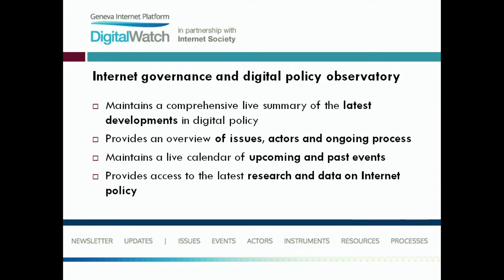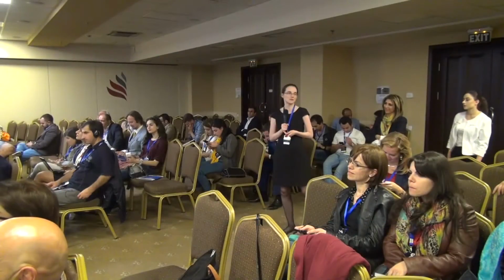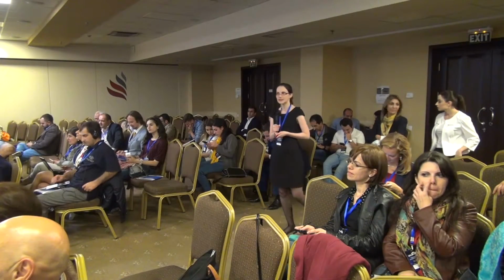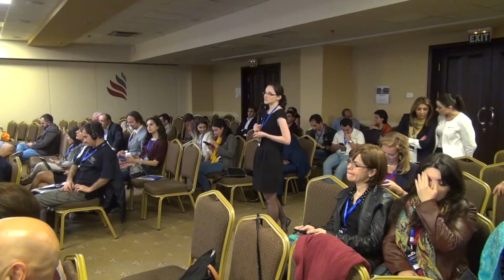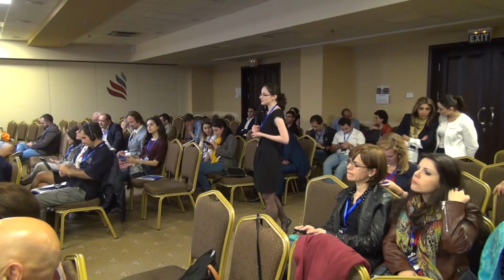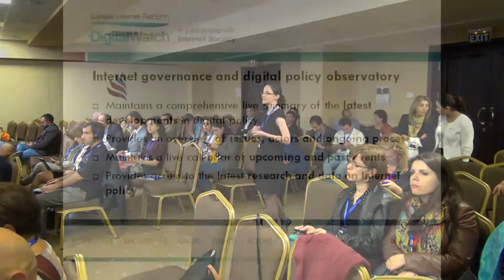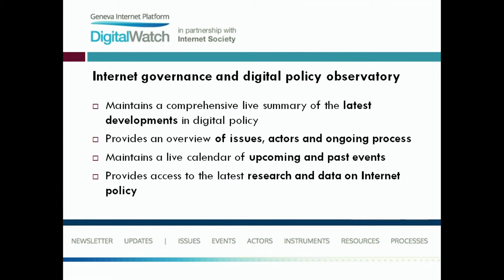So, issues, internet-related issues. Actors: we have over 200 actors. This is on our website. We provide a brief overview of each actor and the issues they are involved with and what they do related to those issues, and information about ongoing processes. For example, the IANA transition was featured on our observatory, and we provided daily updates with what was happening there.